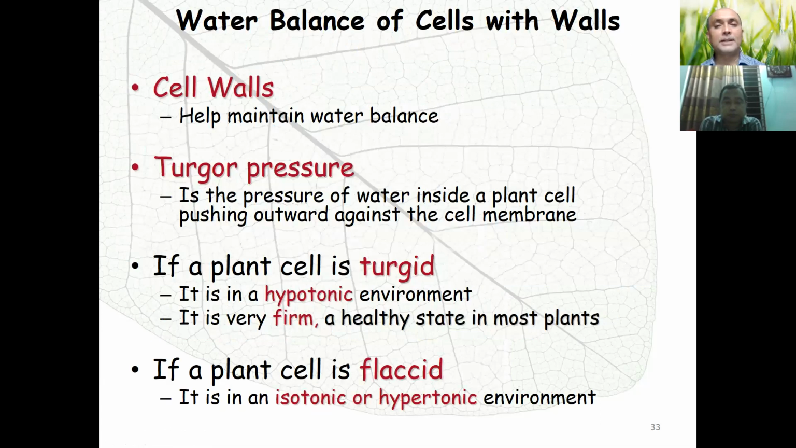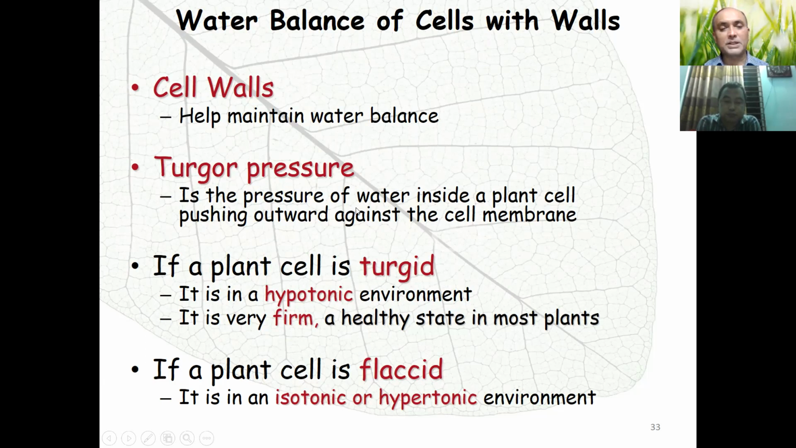So, water balance of cells with walls. A cell wall helps maintain water balance in the case of a plant cell. So a plant cell can maintain the water balance because it has a strong cell wall. But in the case of animals, especially humans, if you stay a longer time in the water, you can see your skin will shrink, due to the loss of water from the cell.